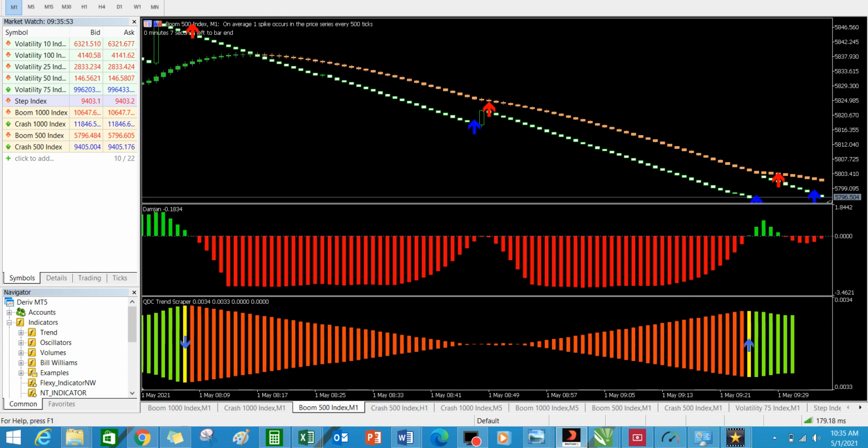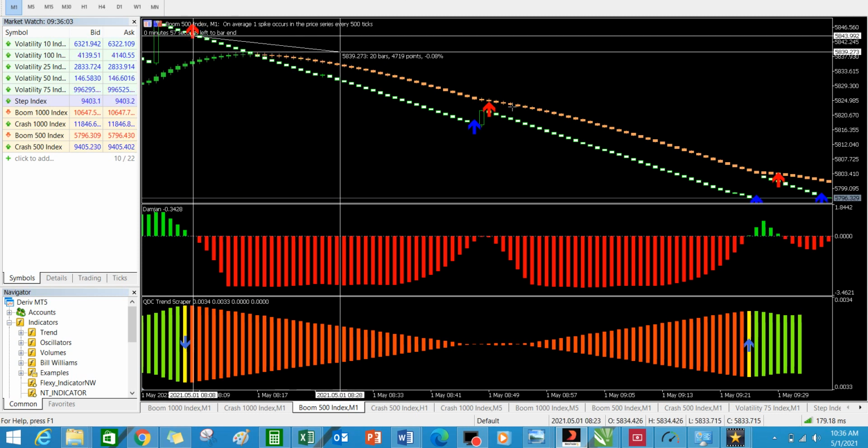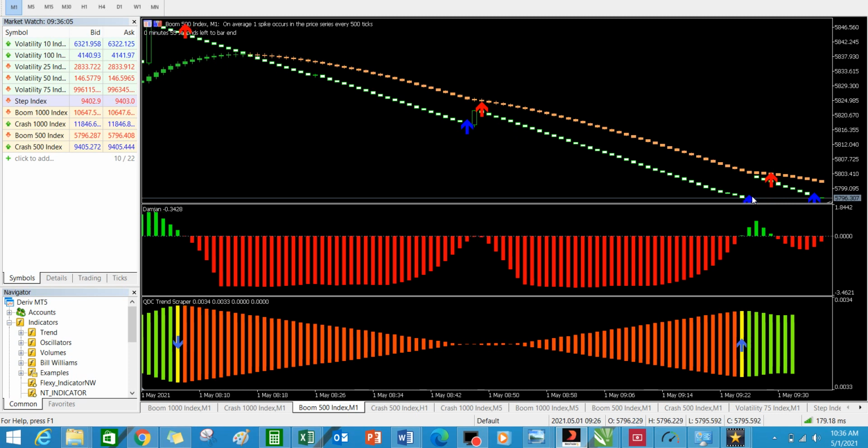For Boom 500, it's been on a very long downtrend, but right now the trend has actually changed. How do I know it has changed? You can see the trend indicator here showing us that the trend is going back on an uptrend. You can see there is an invisible spike here after the exit arrow, that is the buy arrow popping out. Right now there is another buy arrow popping out here, so you should experience another spike any moment from now. So trade carefully if you must trade this.